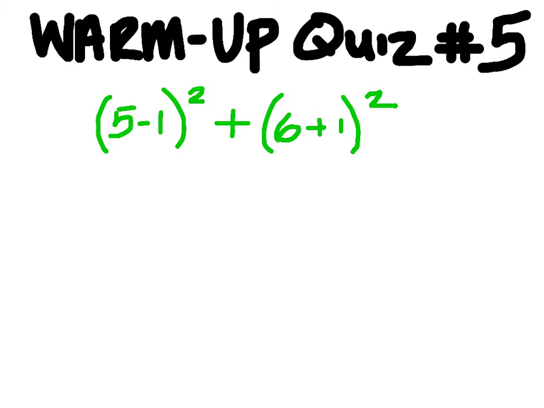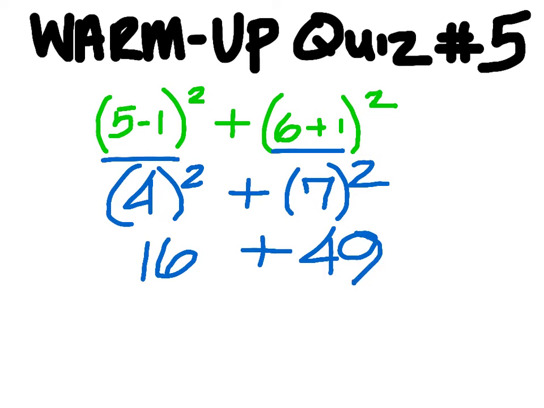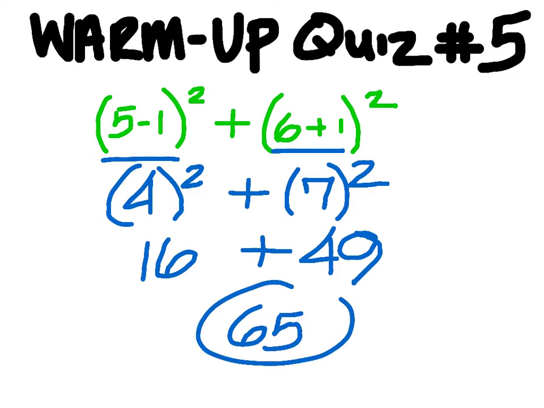Last one. You have to do 5 minus 1, which is 4, and then 6 plus 1, which is 7. 4 squared is 16. 7 squared is 49. Add them together to get 65.